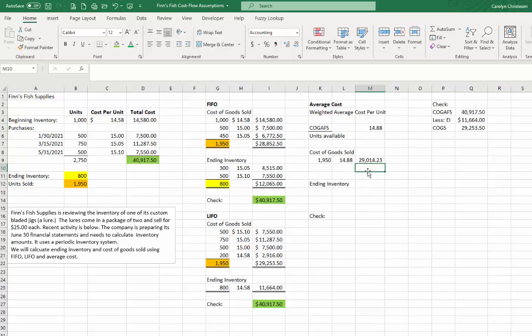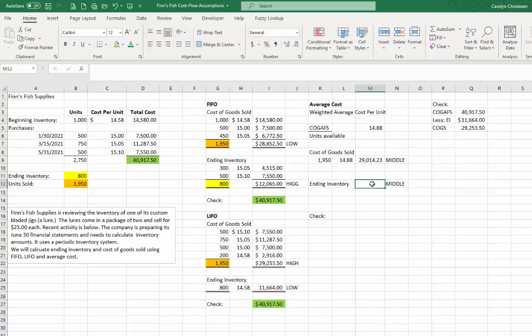Our cost of goods sold is $29,014. And by the way, this is going to be between these two numbers. So this is always going to be the highest. By the way, this will be the lowest. Okay, this will be the highest. This will be the lowest of all three, and this is going to be the middle. And the ending inventory will also be the middle.